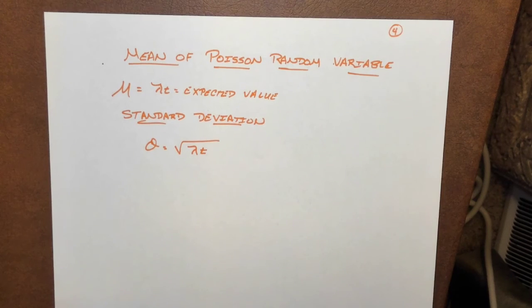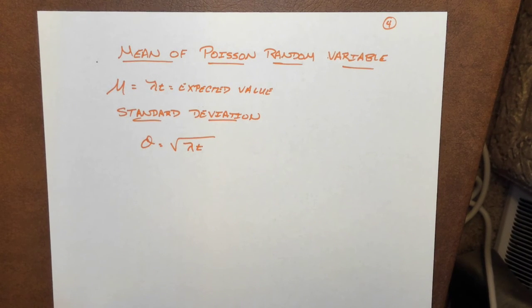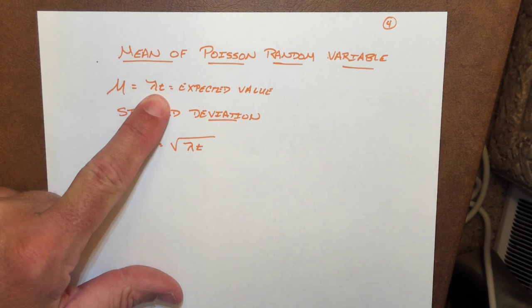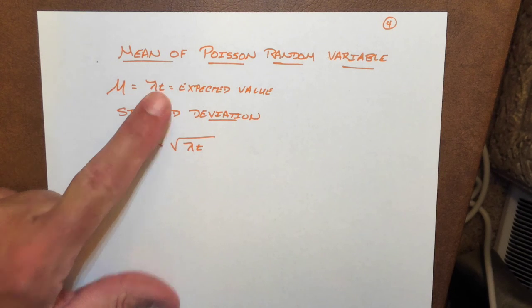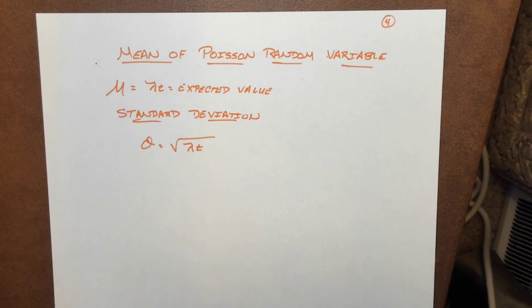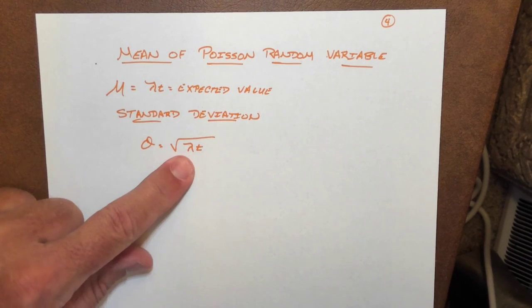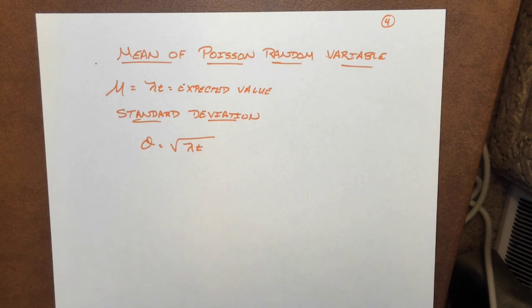And finally, a piece of information here. For the mean of the Poisson random variable, if you want to find the mean of it, that's lambda t, our expected value. It's also, remember, average, mean. Find the standard deviation. We'll take the square root of lambda t. Standard deviation will be the square root of lambda t. All right.